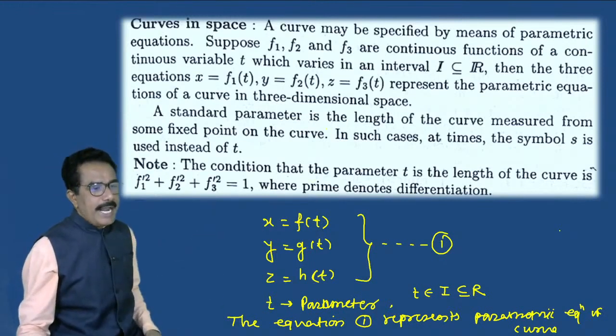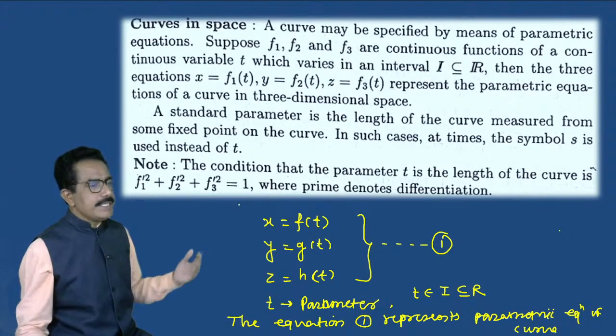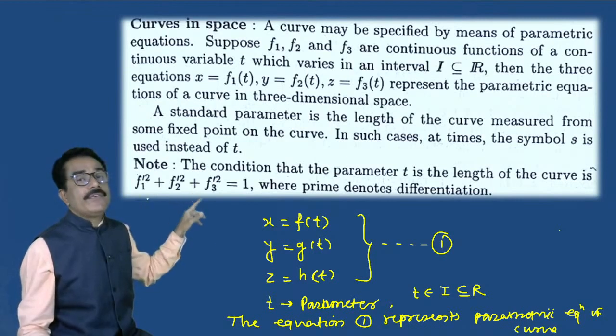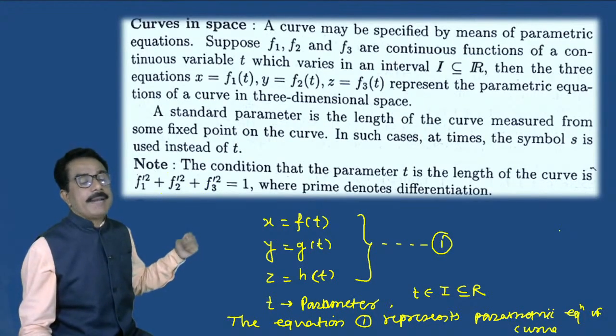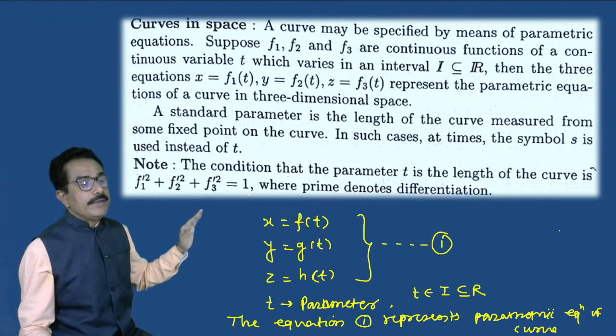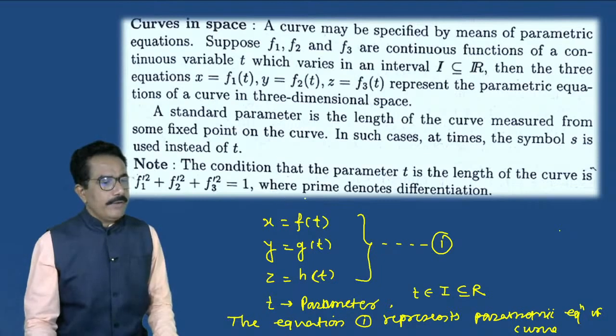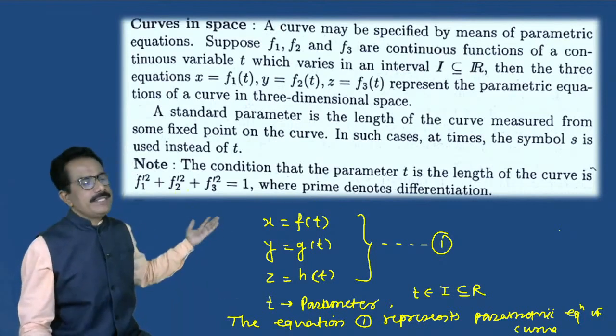So the condition that the parameter t is the length of the curve is f1 dash square plus f2 dash square plus f3 dash square, or (dx by dt) square plus (dy by dt) square plus (dz by dt) square, which is equal to 1, which gives the length of the curve from the fixed point, where the prime denotes differentiation.